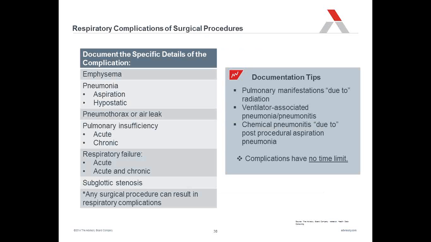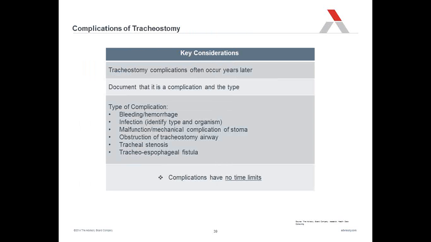And again, you can see that we'd like to see you use terms such as due to or with. You can see here that pulmonary manifestations were due to radiation is a way to document things. Remember that complications really have no time limit. So any surgical procedure could really result in a respiratory complication, whether it is due to the surgical procedure itself or an underlying medical condition that the patient had prior to going to the operating room. The key takeaway here is to be as specific about the details of the complication as possible.